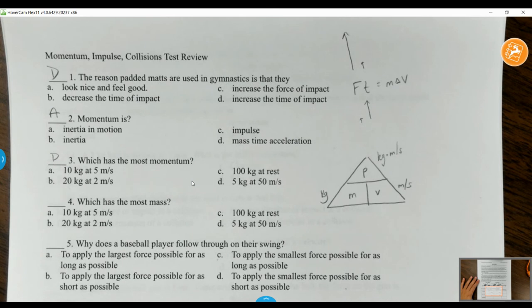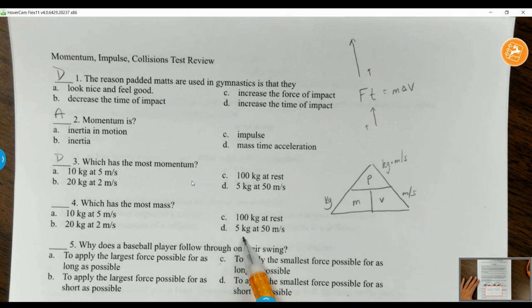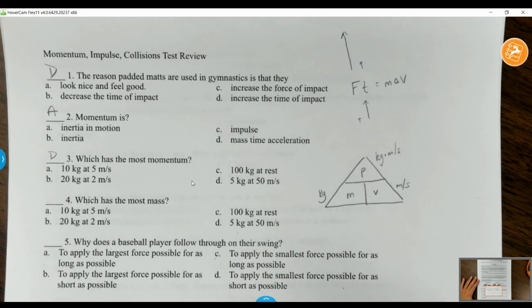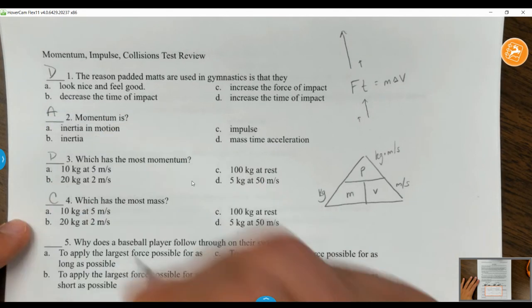Now, number 4 just asks which one has the most mass. So don't overthink this one. Which guy has the most mass? 10 kilograms, 20 kilograms, 5 kilograms, or 100? You're looking at 100.